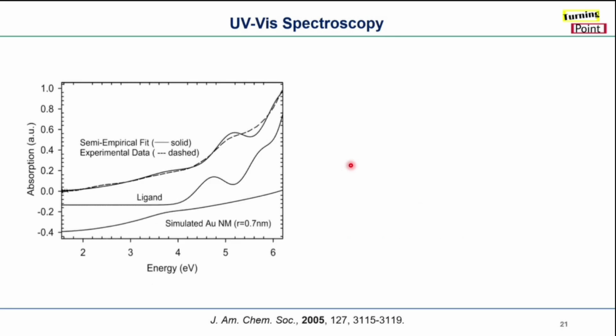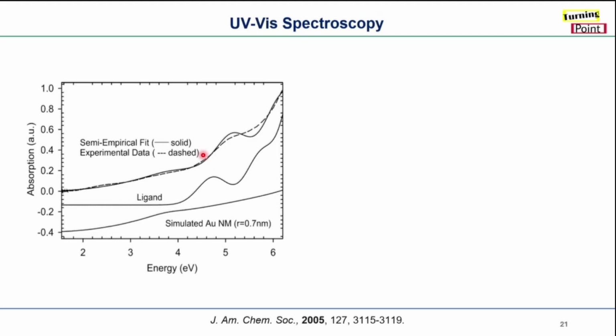Here we can see the plot of absorption spectra. The dashed line represents the absorption spectra of the calculated Au nanoparticle, dye, and the double-stranded DNA. So this is the real experimental spectra, and this semi-empirical fit is the combination of two spectra: one is the ligand alone, and one more is the calculated Au nanoparticle spectra. After combining this semi-empirical fit and the experimental data, we can clearly see an excellent overlap between these two, which indicates the optical behavior of the Au nanoparticle.